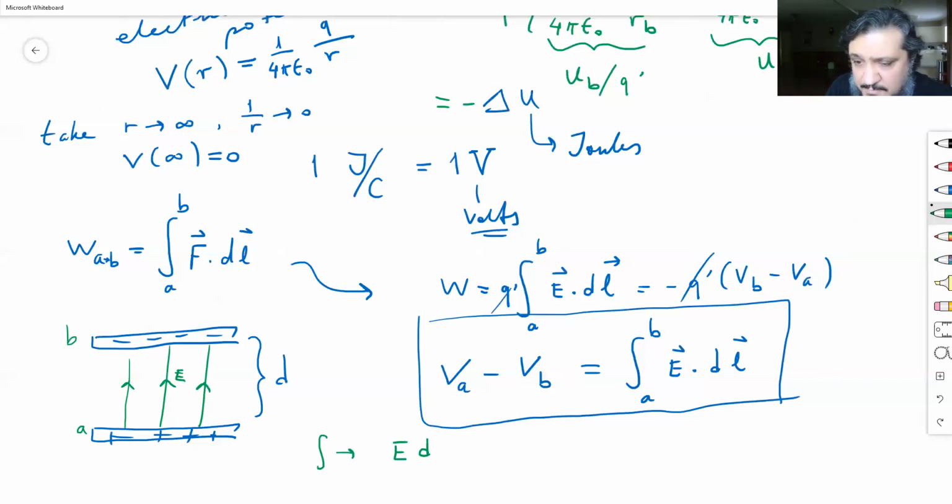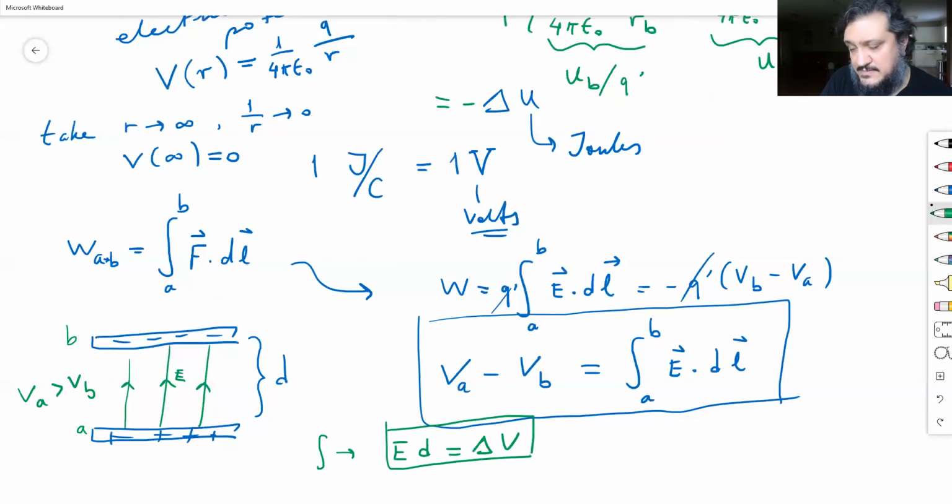And when I'm doing that, the potential energy is decreasing. Therefore, I'm going from a high potential to a lower potential. So VA is greater than VB. And the difference is delta V, right? So here's a very simple formula that relates the potential difference to the electric field.